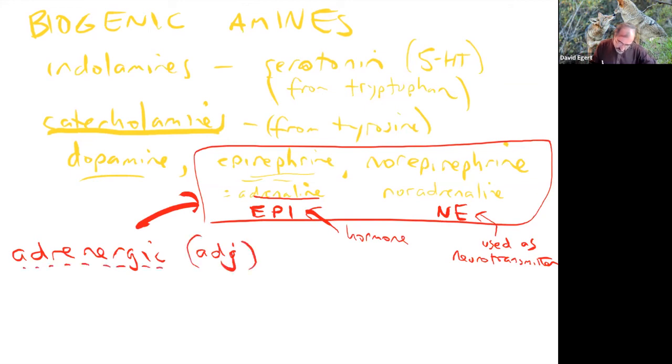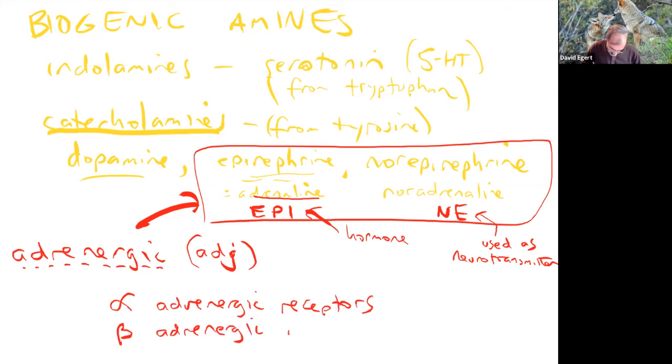And again, that's why it's important to know that epinephrine is also called adrenaline, because otherwise adrenergic doesn't make any sense. So adrenergic, meaning pertaining to epinephrine and norepinephrine. And there are adrenergic receptors. There are alpha adrenergic receptors. There are beta adrenergic receptors. There's alpha 1, alpha 2, beta 1, beta 2.